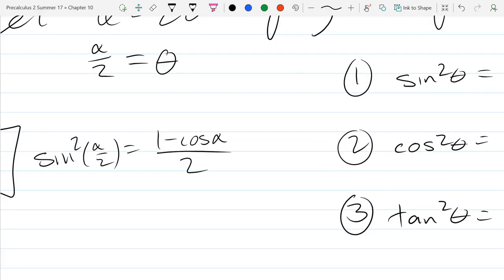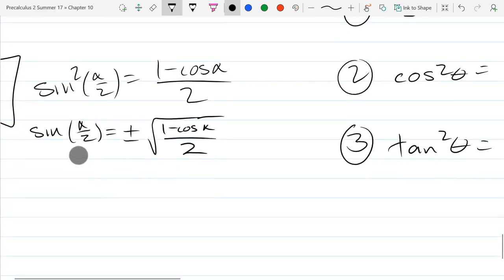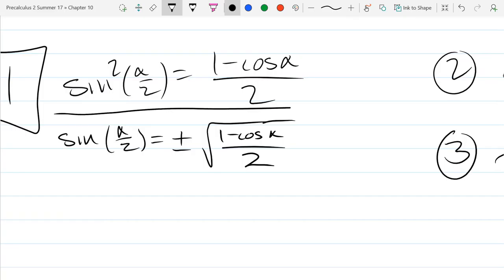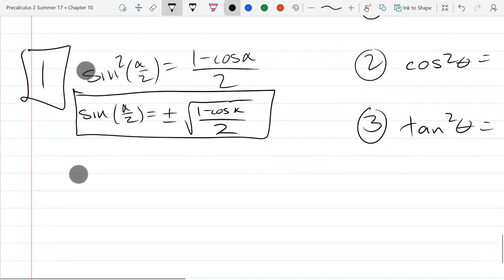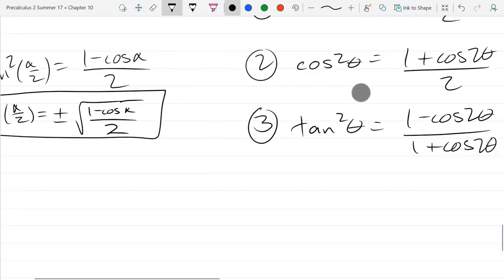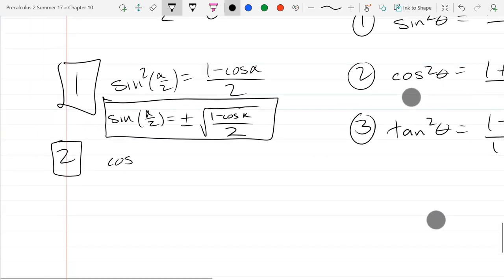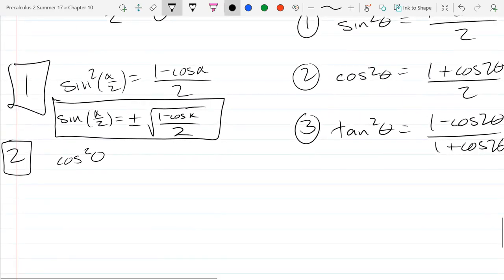And let's see, what can we do after this? Square root both sides. So here is our sine, our 1/2 angle for sine. Do the same thing for number 2. So I'm copying off the second formula out there on the right side. And I don't know why I'm writing in thetas. It should be in alpha over 2 and alpha.